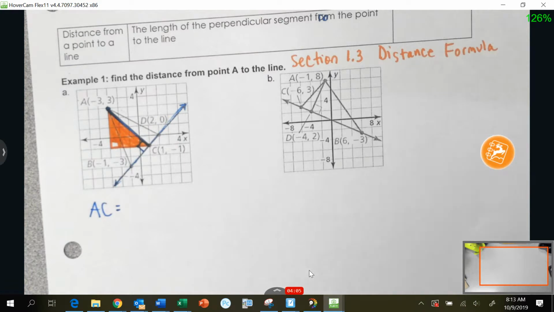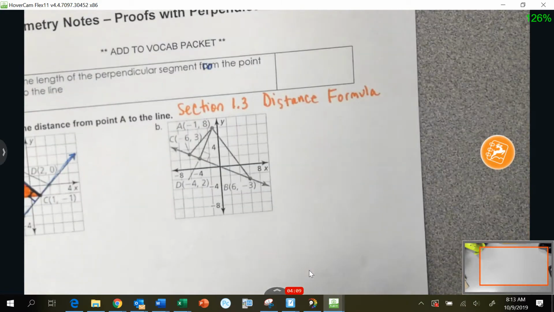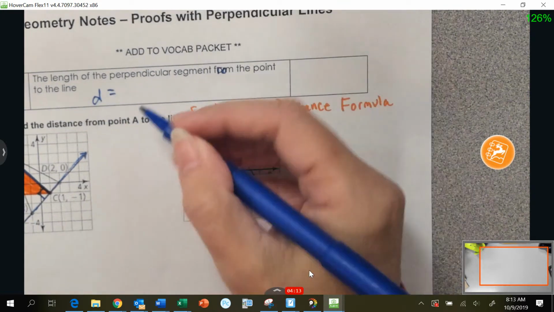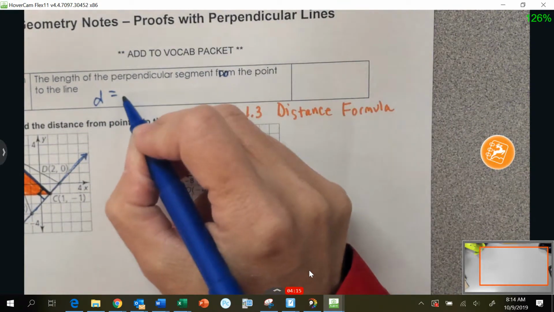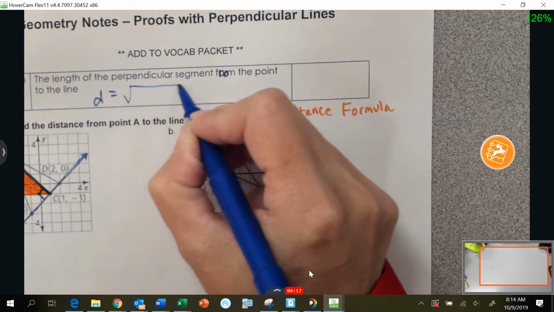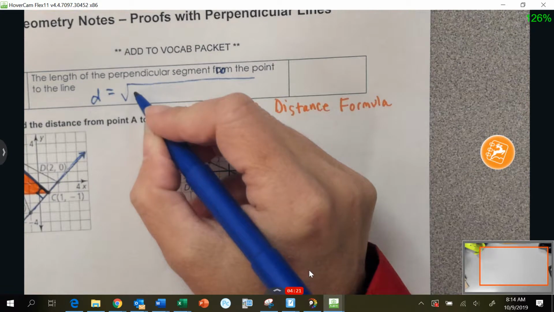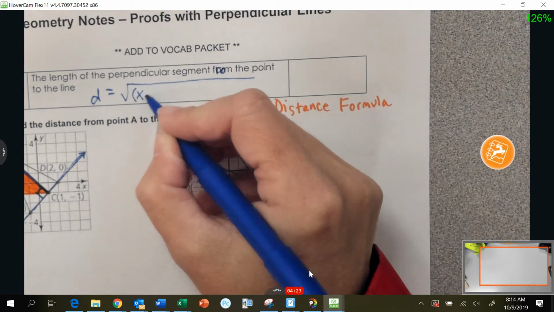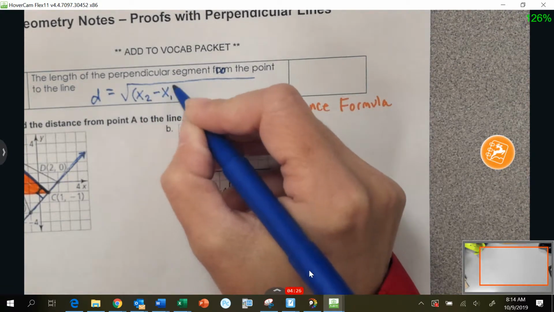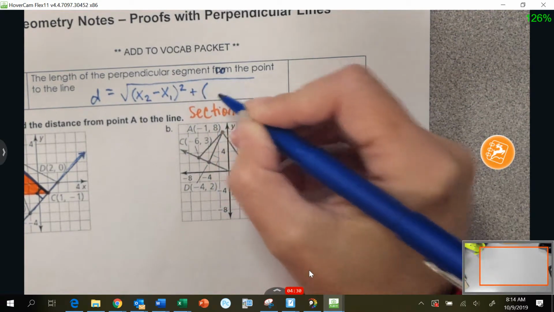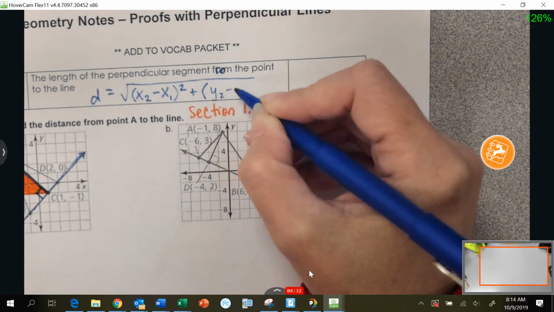Did you find it? Jesse, did you find it? Can you tell me the formula, please? I'm going to write it up here, and so is everybody else. Sure. Well, it's AB, but it equals the square root. Yes, square root. You put in parentheses x2 minus x1, end of parentheses, and then you square that. And then you add that with, in parentheses, y2 minus y1, and you also square that as well.